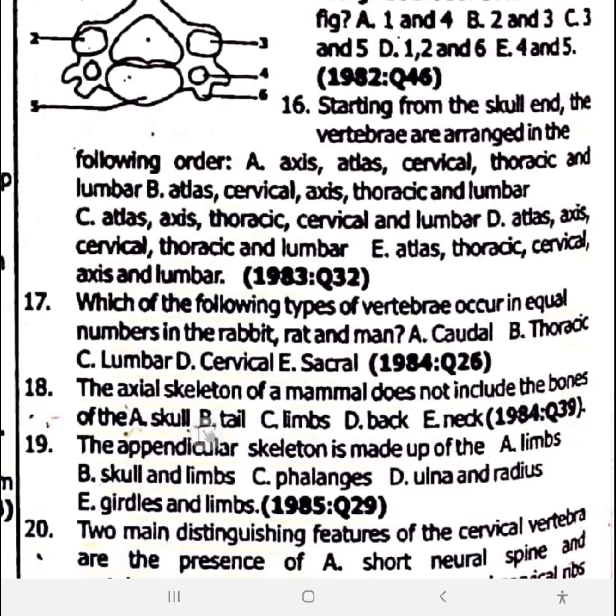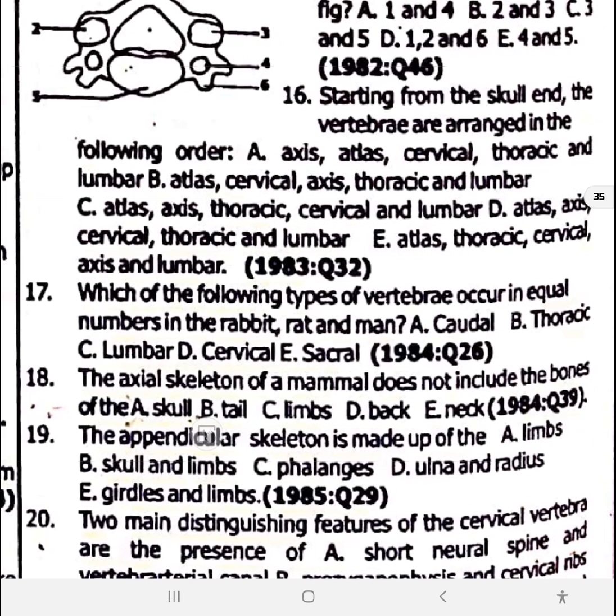So 18 is: the exoskeleton of man does not include the limbs. Right. The axial skeleton includes the skull, the vertebral column, the sternum, the rib cage, while the appendicular skeleton includes the limbs, pectoral girdle, pelvic girdle, forelimbs, and hind limbs.